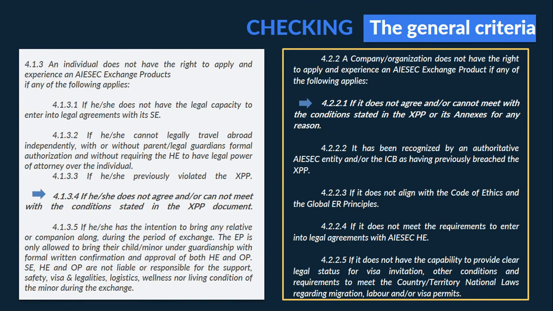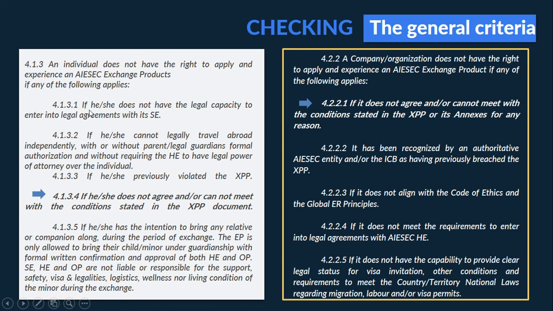Okay, here this is just an example from the XCP. This is the general criteria of an exchange. From the left side, you can see the rules that mean a person doesn't have the right to apply for an experience in an ISAC exchange product. So it means that in these cases, a person cannot apply for an ISAC experience. And from the right side, you can see in which cases a company or organization cannot apply for and experience an ISAC exchange product if any of the following applies. So the left side is for the users and the right side is for the partners.